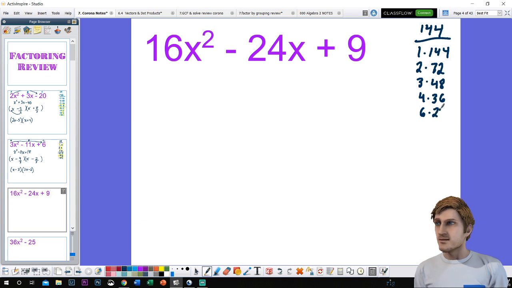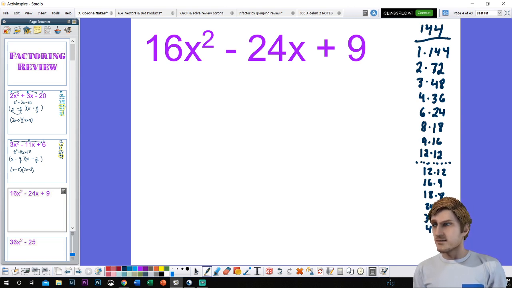That gives me 24. Is 144 divisible by 7? No. 8? Yes, because I could cut 4's answer in half. That gives me 18. 9? Does 9 work? Oh yeah. 10? No. 11? No. 12? Yes. Ooh, I have the same answer twice. So now I'm going to recopy everything the exact same way, but backwards. 24 and 6, 36 and 4, 48 and 3, 72 and 2, and 144 and 1.